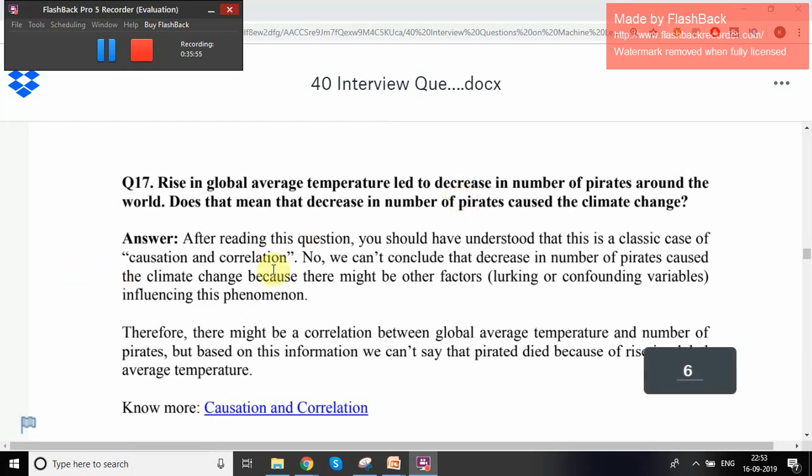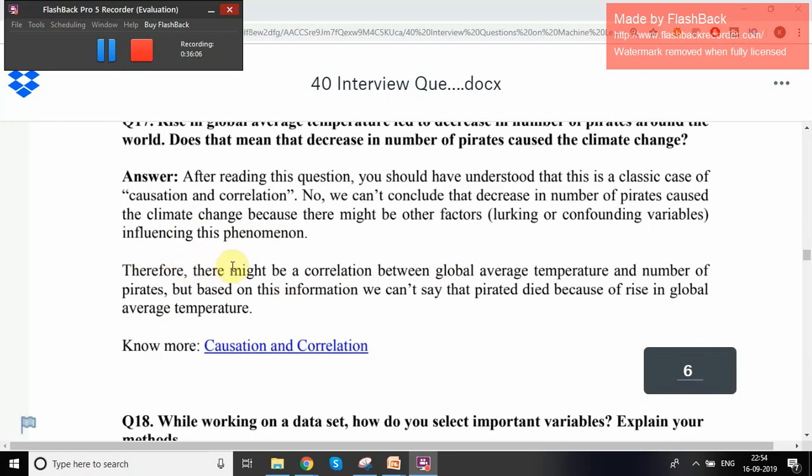See, causation and correlation. We can't say the decrease in the number of pirates caused the climate change, because there might be other factors also influencing the phenomena. Therefore, there might be a correlation between the global average temperature and the number of pirates. So, based on this information, we can't say pirates died because of the rise in the global temperature. This explains correlation and causation.